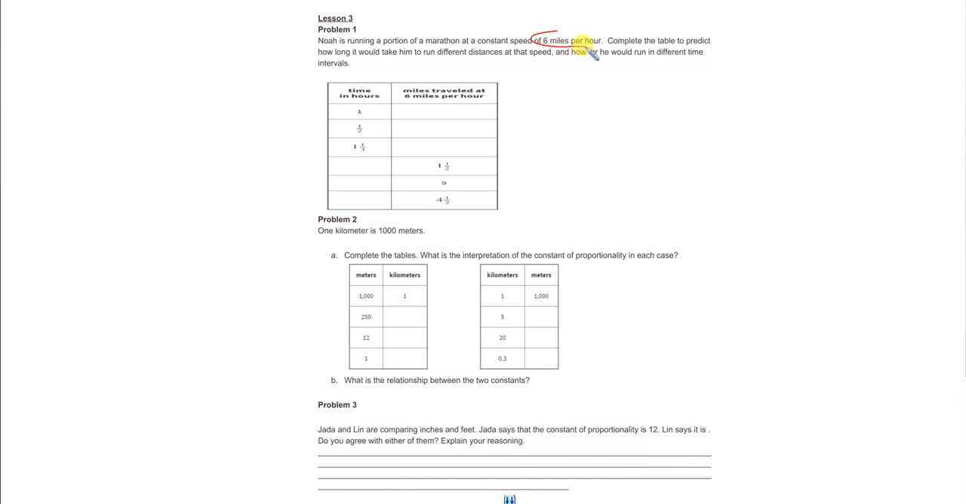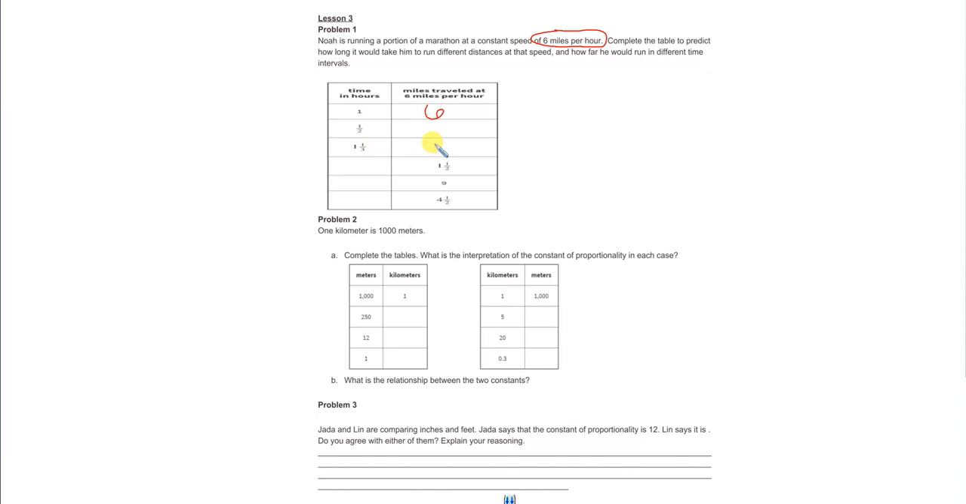Okay, 6 miles per hour. So miles traveled at 6 miles per hour, when an hour has passed, this is a no-brainer. I'm going to go 6 miles. All right, so that is meant to be simple there. That very first one, and that's really the key to unlock everything.